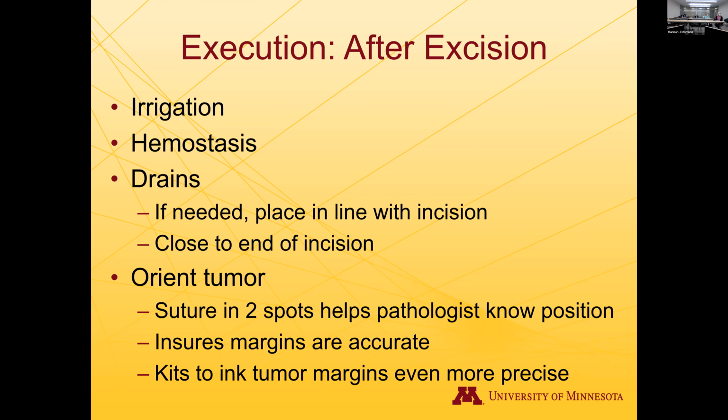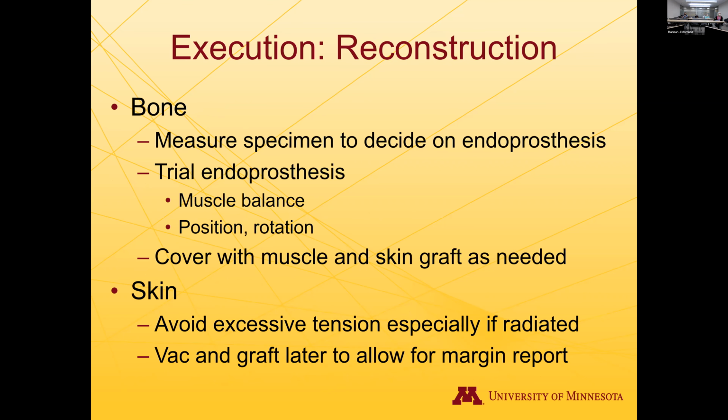And then we have to orient the tumor for the pathologist, because if they say we have a positive margin, we want to know where that was. Was it superficial? Was it deep? Was it up against the bone? All right, I'm not going to take bone out, or I'll keep an eye on it, or maybe I'll go back and take more tissue. So we usually put little sutures on the tumor to do that. There are little kits to put different colors of ink on it. The pathologists do that, but there's even one that surgeons can use.